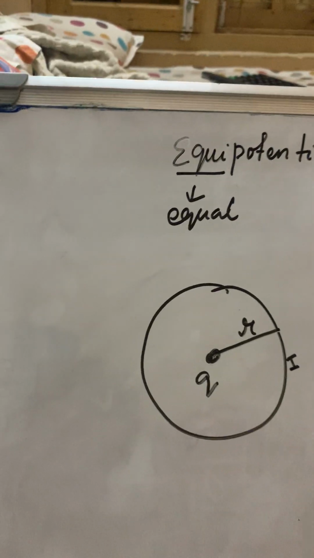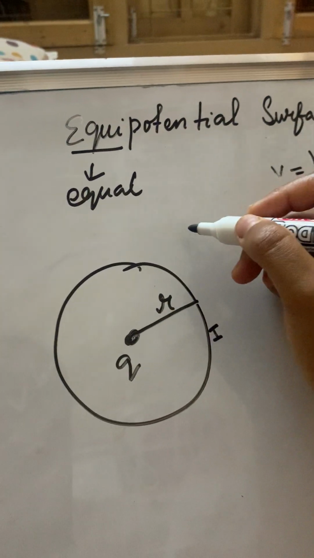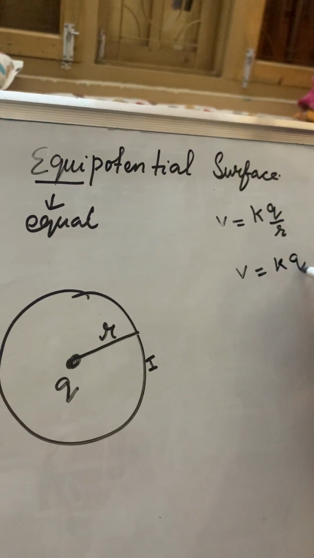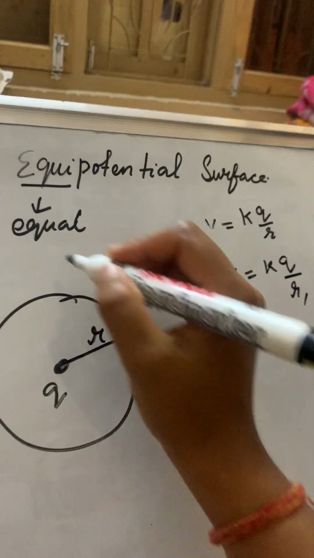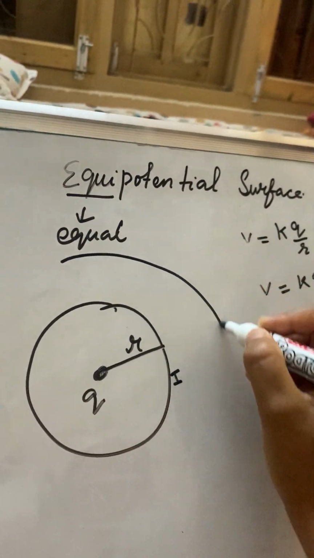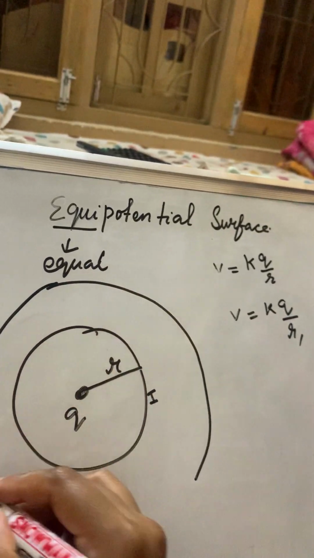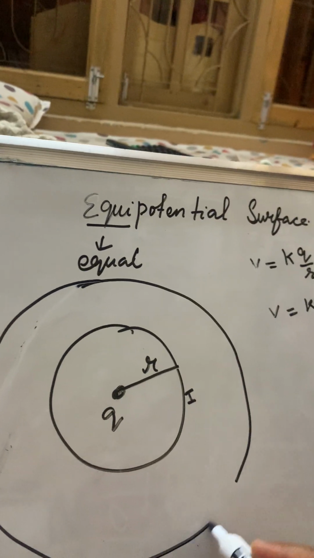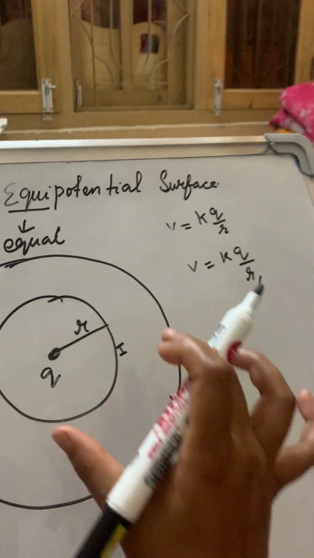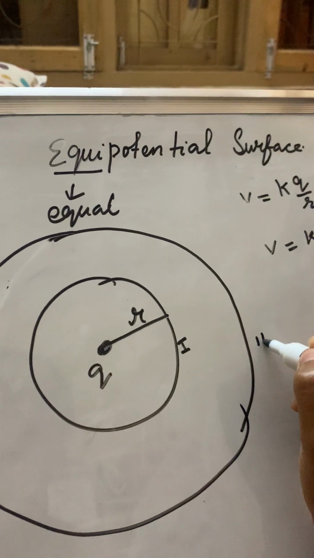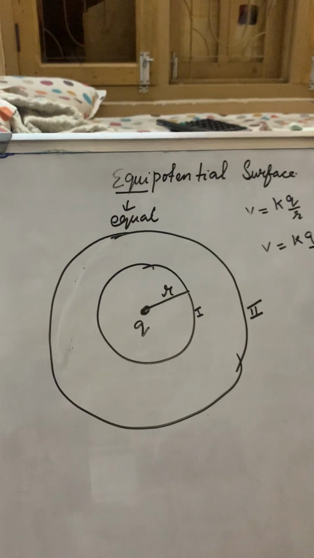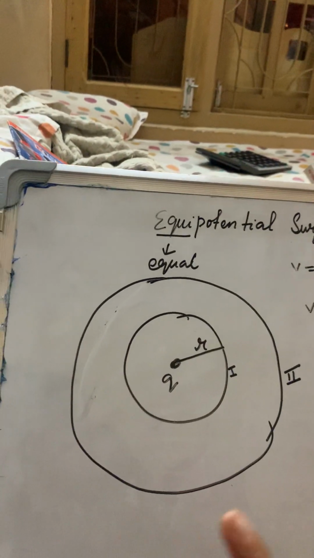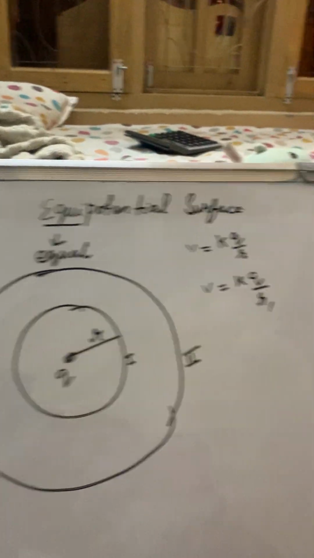Now we can have, let's say, another distance R1. For another distance R1, the potential will be kq by R1, right? So I can make another equipotential surface. This is one equipotential surface, this is another equipotential surface. So we can have a set of equipotential surfaces. So equipotential surface means what? The same potential.